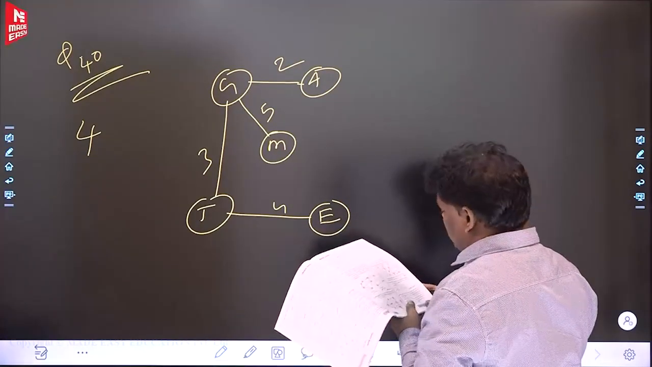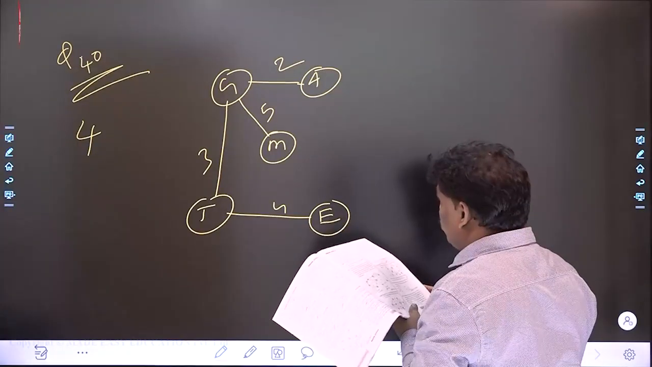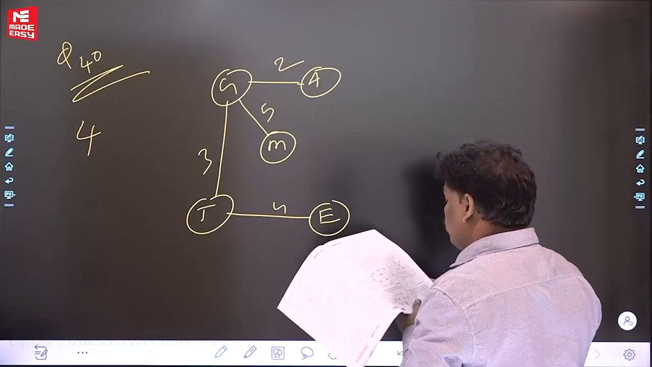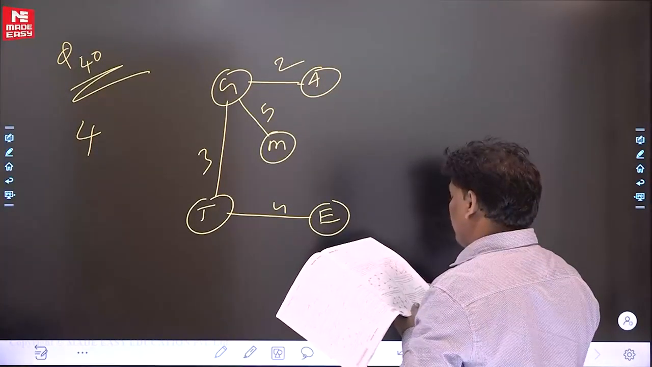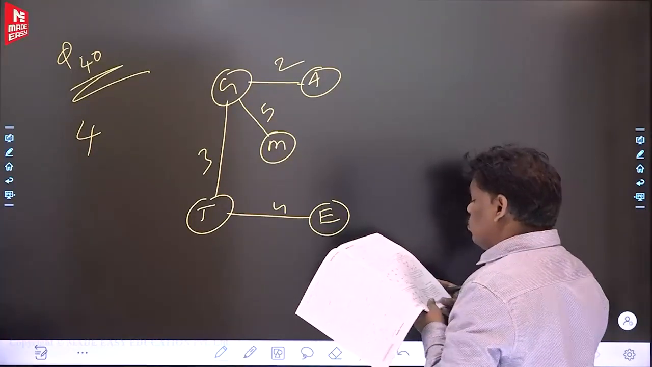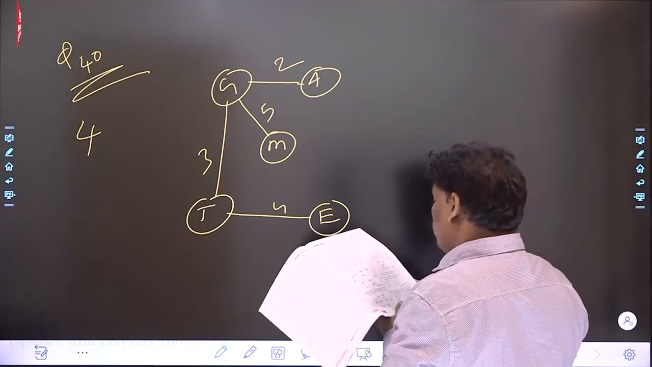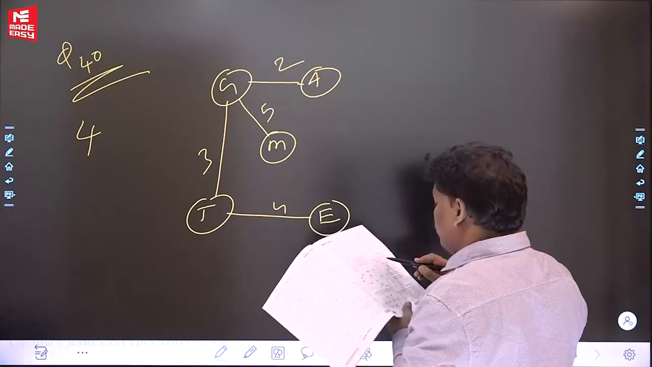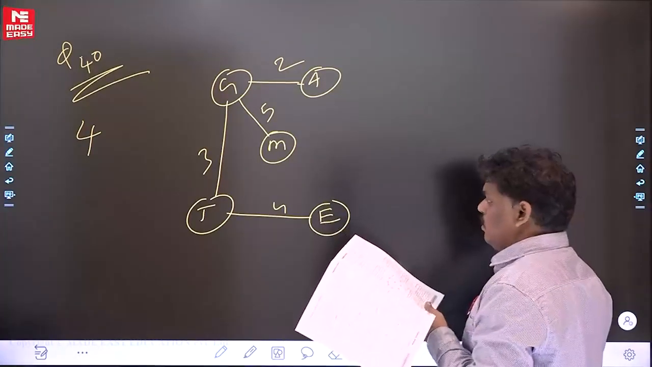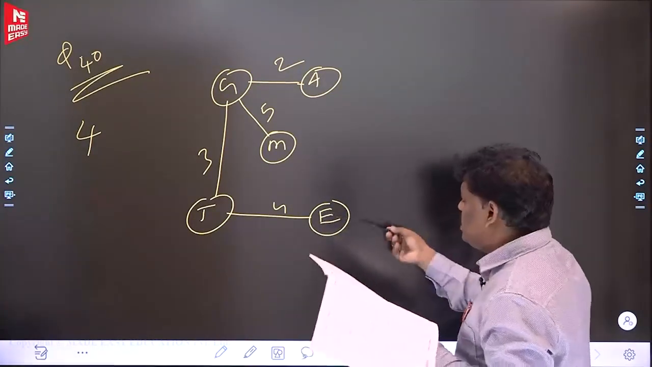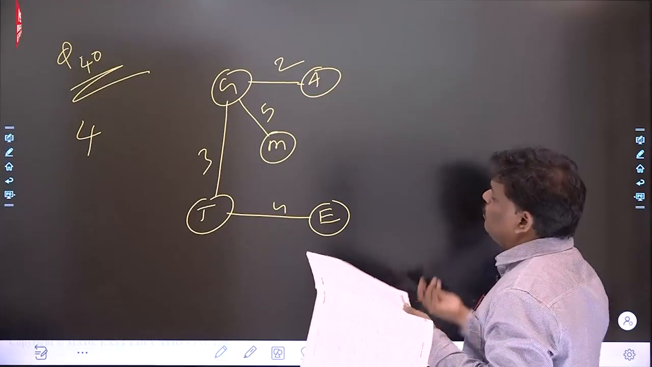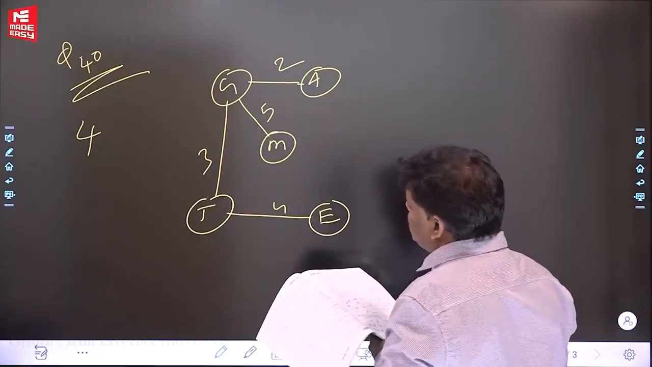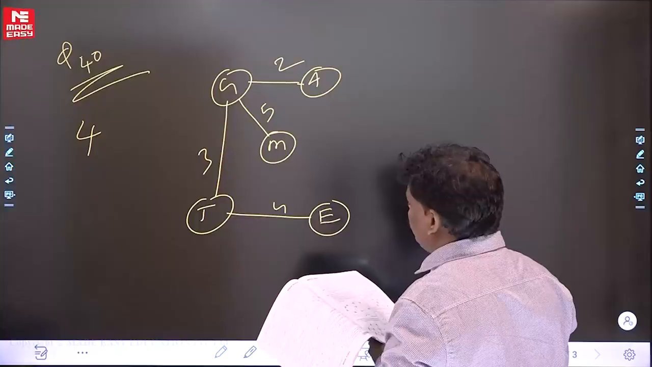G to A is 2. Please check, less than 2 has no chance. G to A, 2 is the best answer. G to M, 5 is the best answer. Some people are asking, sir, I will go G to T, T to M, then 7 will come. If you go G to M directly, 5 is better. If you want to go G to T, 3 is better. If you want to go G to E, if you go via A, 2 plus 7 is going to be 9. But if you go via T, 3 plus 4 is 7 only. So, from G to every other vertex, these are the shortest paths. Some people are asking, sir, how did you get this? I applied Dijkstra's algorithm. In question number 40, on the given graph starting from G, if you apply Dijkstra's algorithm, from G to every other vertex, you will find the shortest path.